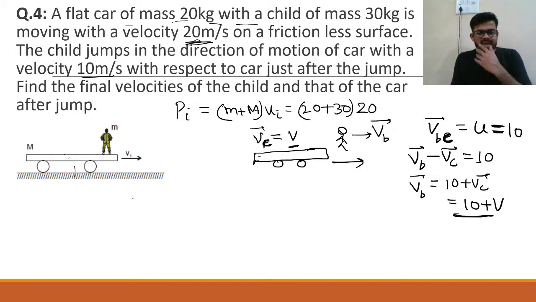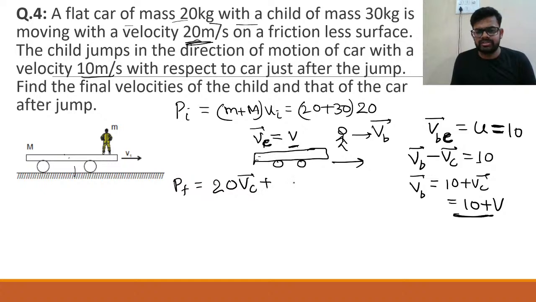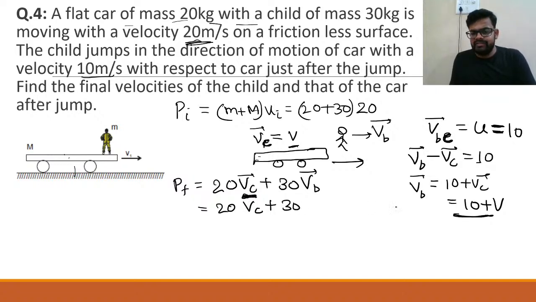Now simply let's write the final momentum. The final momentum is the mass of the car into the velocity of the car plus the mass of the boy into the velocity of the boy. Putting the values, 20 into Vc, and the value of Vc is V, so 20 V. Now 30 into Vb, and the value of Vb is 10 plus V, so 30 into (10 plus V). This is the final momentum.